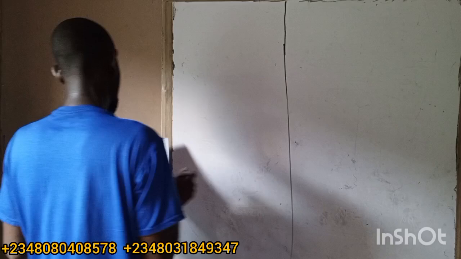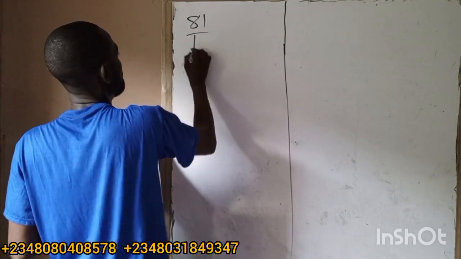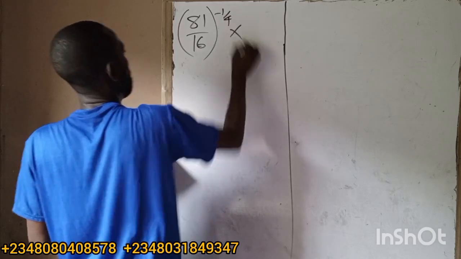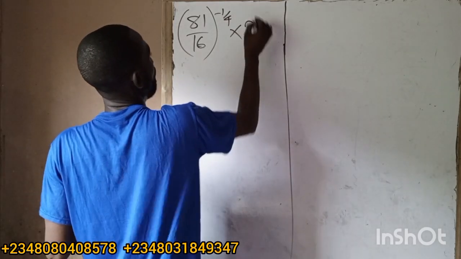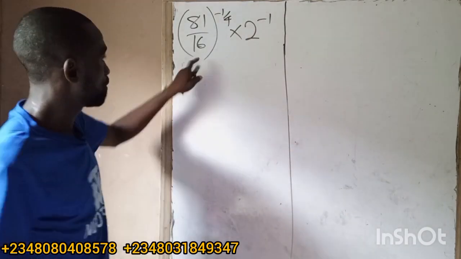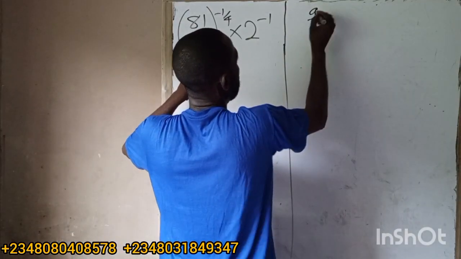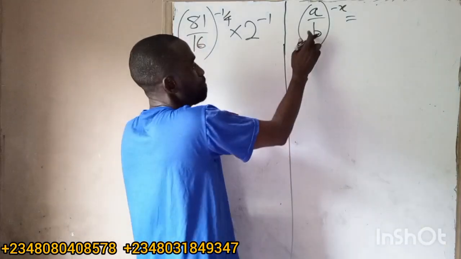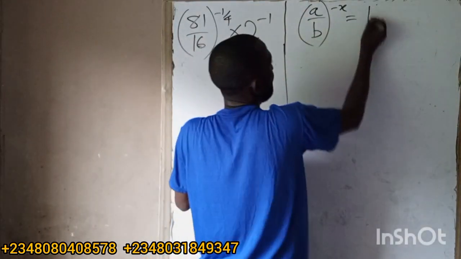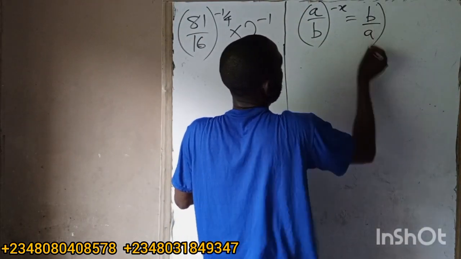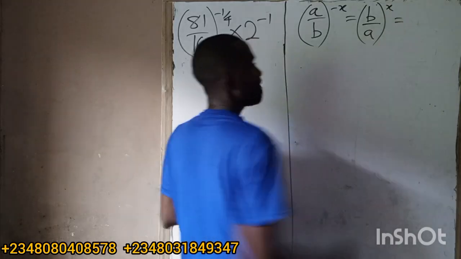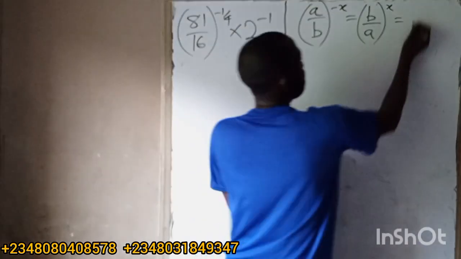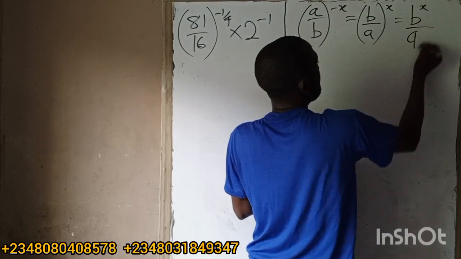So look at this. We're given 81 over 16 raised to power minus 1 over 4, then times 2 raised to power minus 1. I'll be telling you the laws I'm using. If I have a over b raised to power minus x, and I want this minus to disappear, this b will go up, this a will come down. Now b over a, everything is power x. If I open the bracket, the x will affect both b and a. I will have b raised to power x all over a raised to power x.